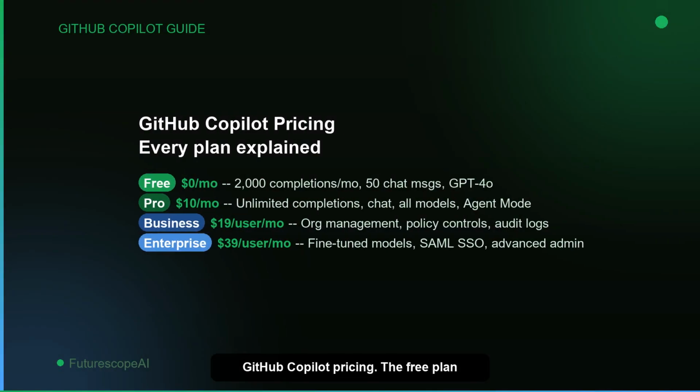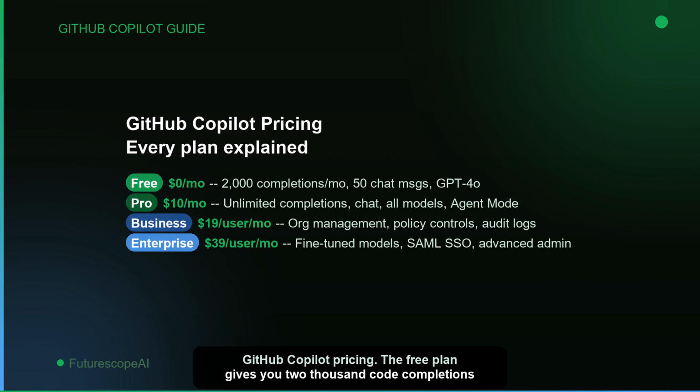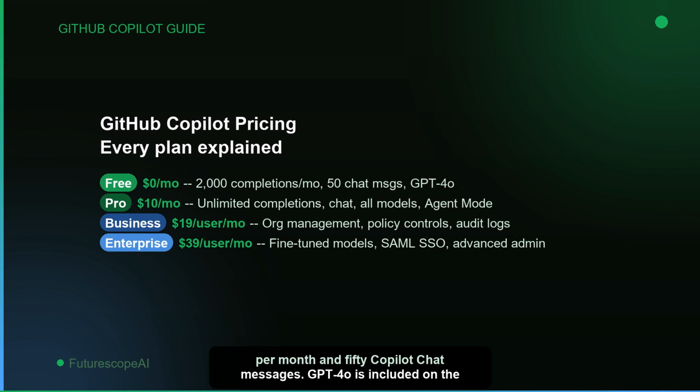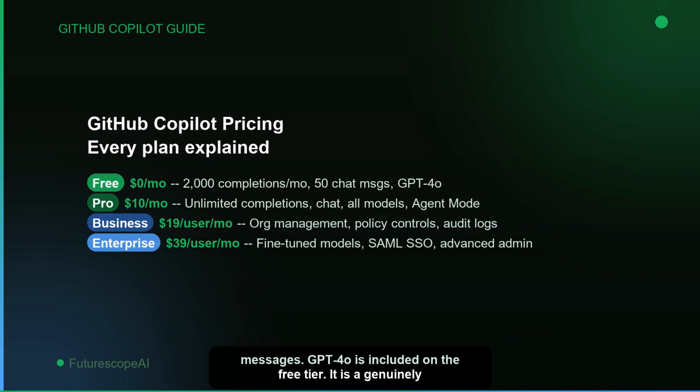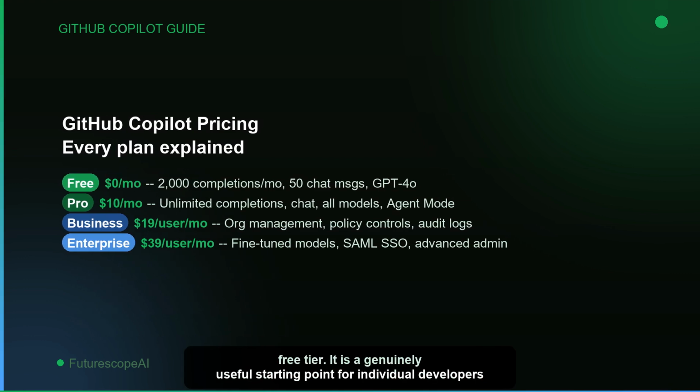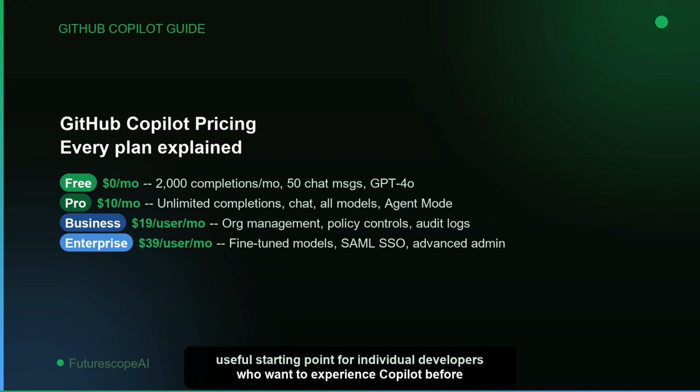GitHub Copilot pricing. The free plan gives you 2,000 code completions per month and 50 Copilot chat messages. GPT-4o is included on the free tier. It is a genuinely useful starting point for individual developers who want to experience Copilot before committing.